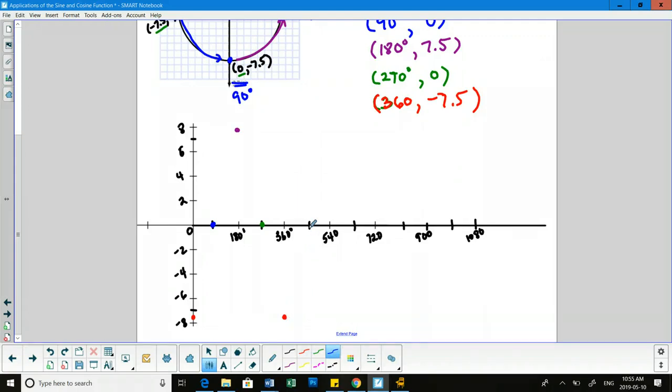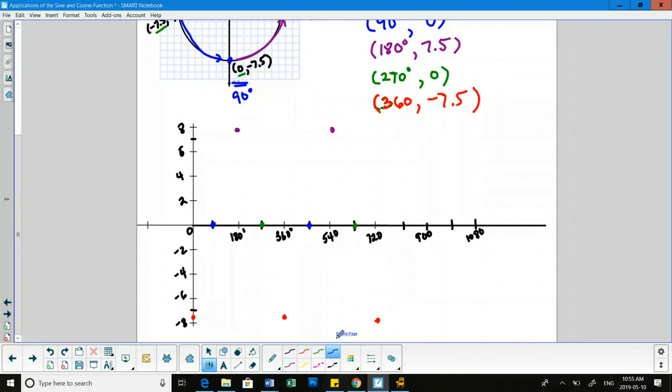So if I extend the pattern, the next point that I go to is back up to 0. And then at 540, we're up at 7.5. Next point will be 0. And then back down to negative 7.5. Okay? And then I'm going to do this one more time for the third cycle.